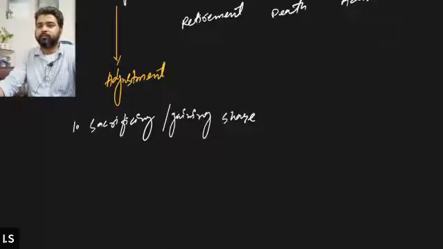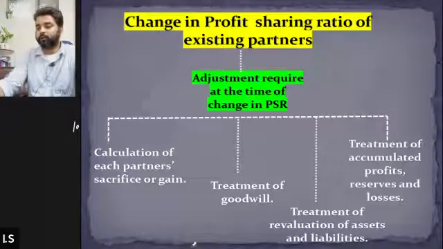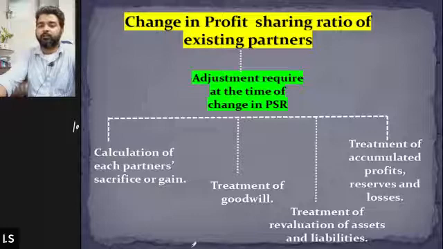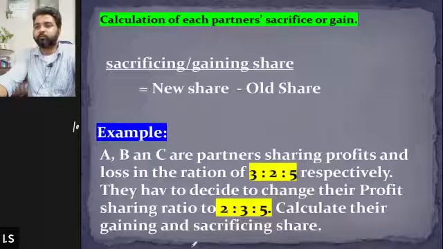All right, so let's understand. Let's first of all start with the first adjustment that is required, which is the determination of the sacrificing and the gaining share of the partners. So first of all, let's try to understand how do we determine the sacrifice or gain of the existing partners, whenever there is a change in the profit sharing ratio. To understand this, we will be taking a small example.